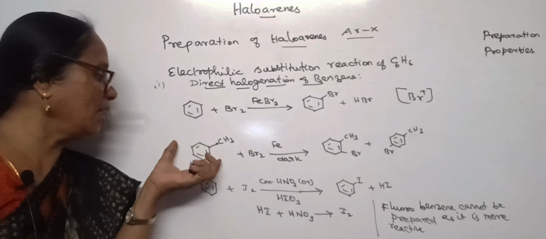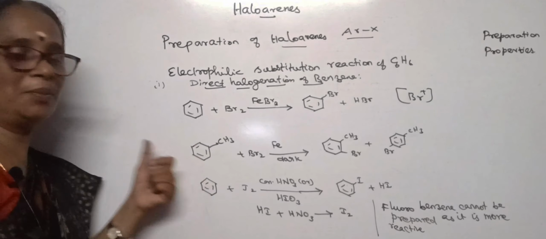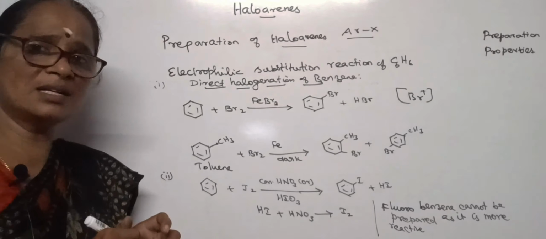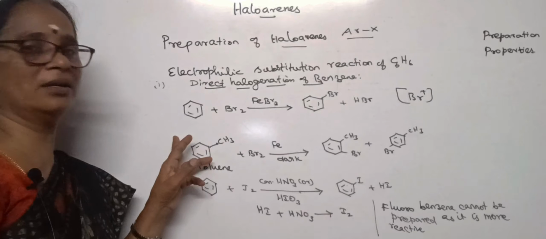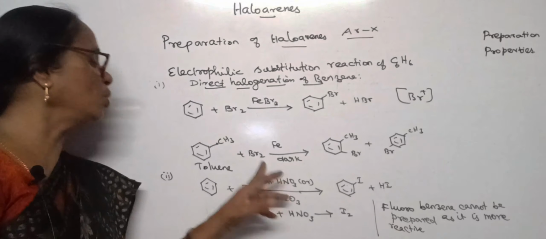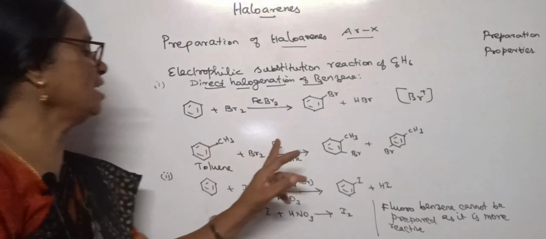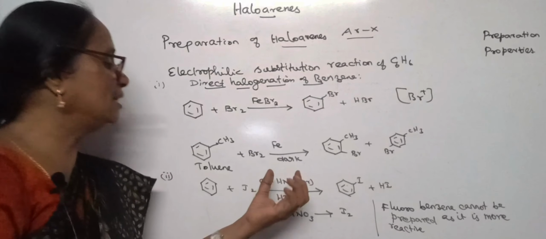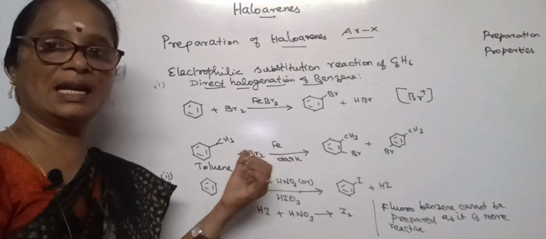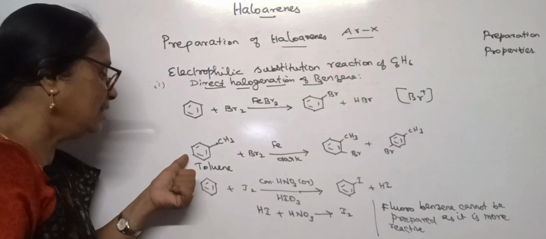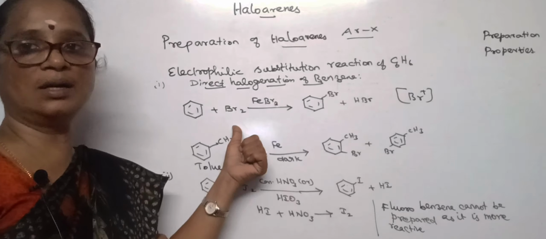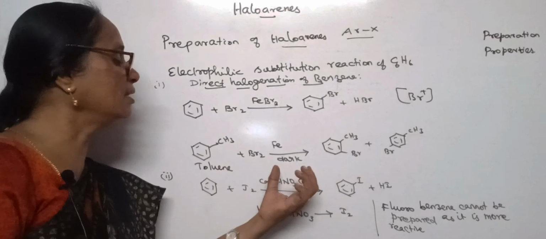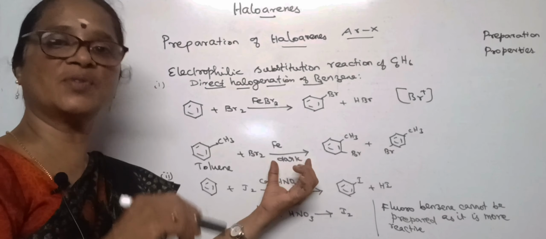Suppose we have alkyl substituted benzene, say toluene. Here also we can do the addition of bromine. Here also we can substitute the halogen to toluene in presence of iron, and the condition is dark. This dark is meant for the reaction to be carried out in the ring, not on the alkyl group. If halogenation takes place in the alkyl group, then the condition must be in presence of light.